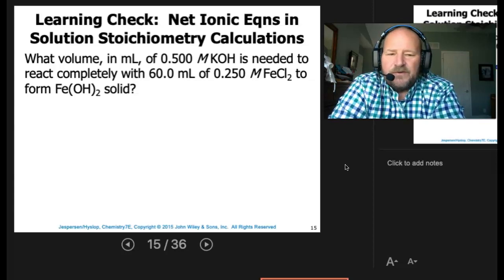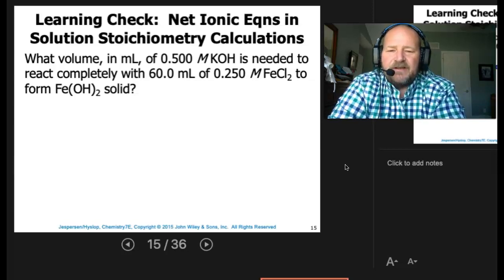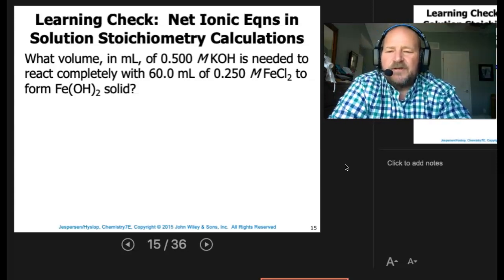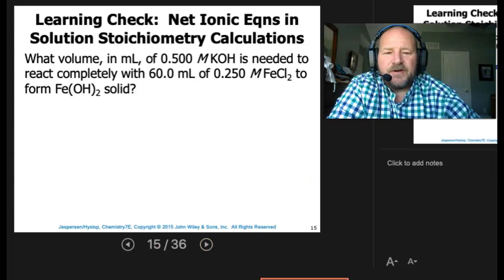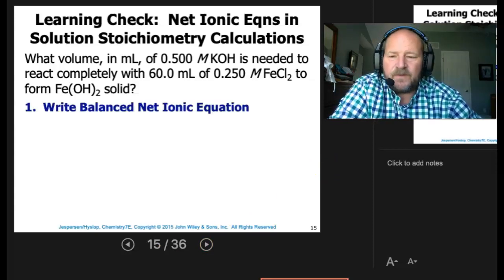So what volume in milliliters of 0.5 molar KOH is needed to react completely with 60 milliliters of 0.250 molar FeCl2 to form the iron 2 solid? All right, so we're going to write our balanced net ionic equation first. So you might need to write out the whole equation to do that.